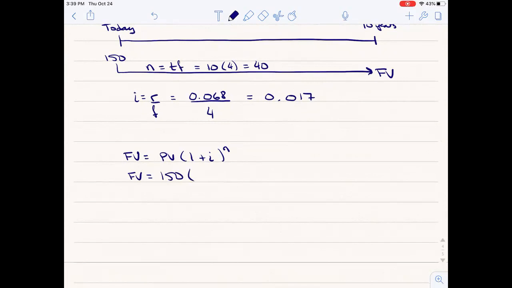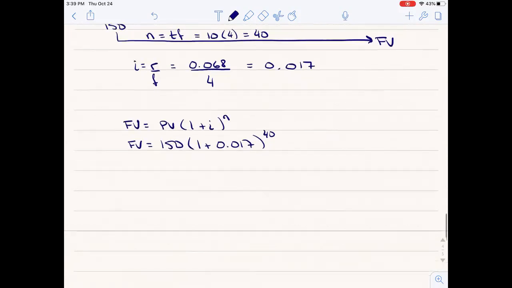So now that we've done our fancy timeline, it's just a matter of plugging things in because we've done all the groundwork. 150 times 1 plus 0.017 to the power of 40. Right, n is 40. You have to be really careful with your BEDMAS here, right? Brackets, then exponents, then multiplication. You have to do 1 plus 0.017, then to the power of 40, and then multiply it by 150.